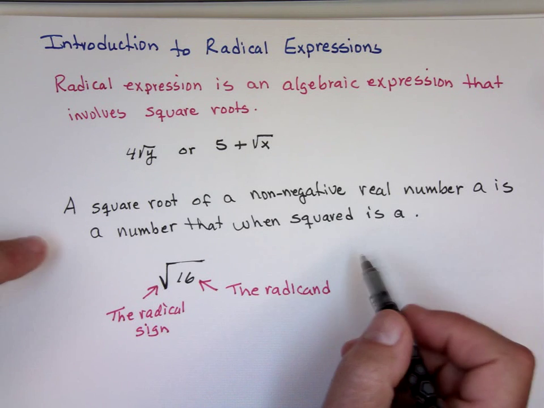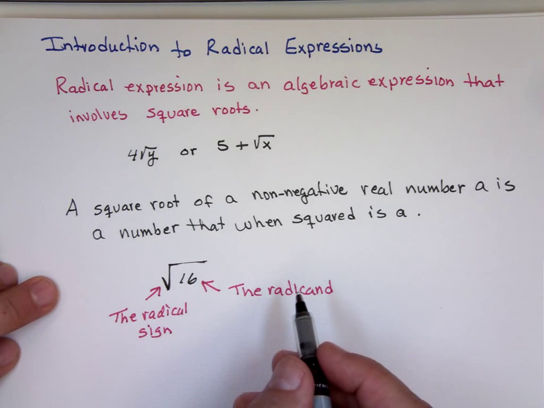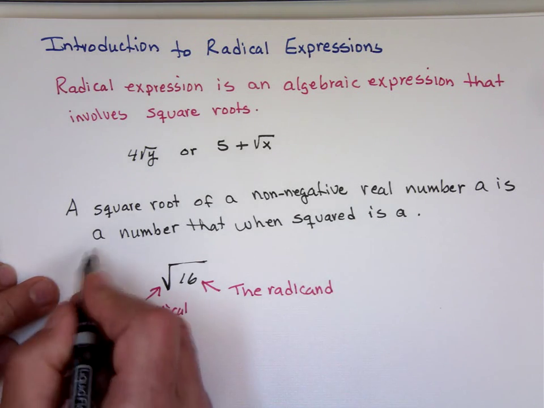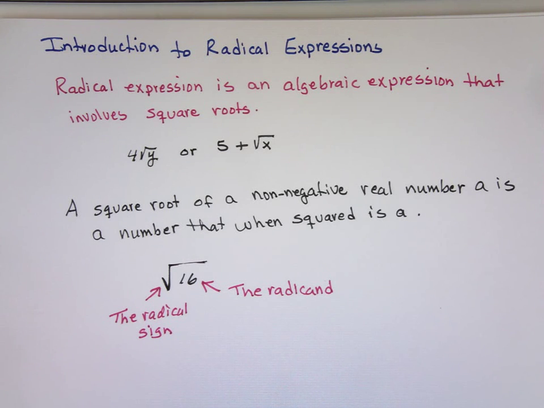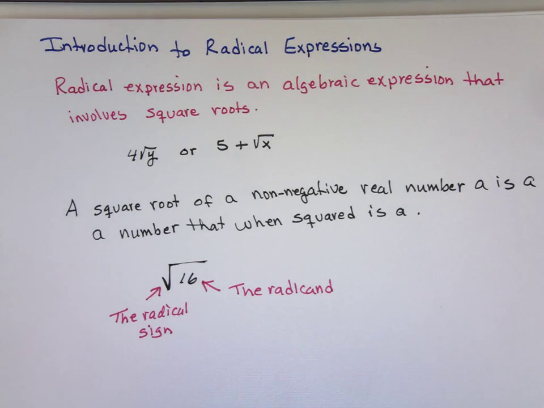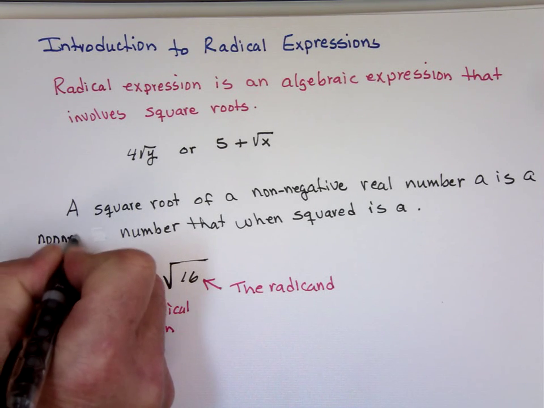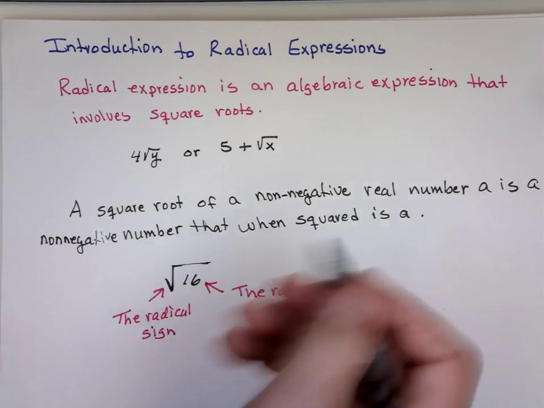Let's go back to the definition. The square root of a non-negative number A. Non-negative means 0 or positive. It is a number that when squared is A. I should say it is a non-negative number. Let me change it here. That's a better definition. It's a non-negative number that when squared the result is A.